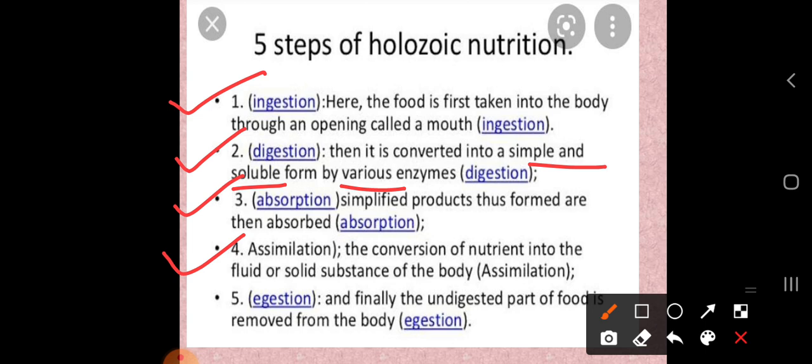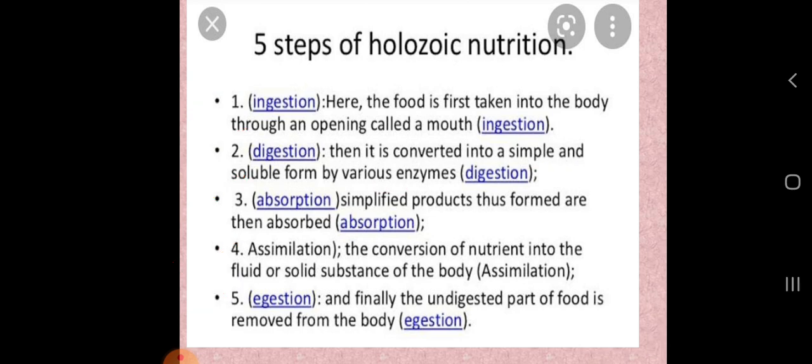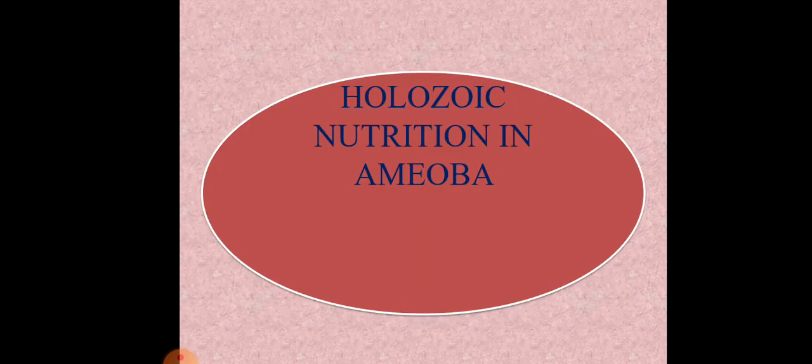So that's why we have to remove it from our body. This is the fifth step, where the undigested part is removed from the body. Here, let's learn about these three things one by one. First, we are going to learn about Holozoic nutrition in amoeba.